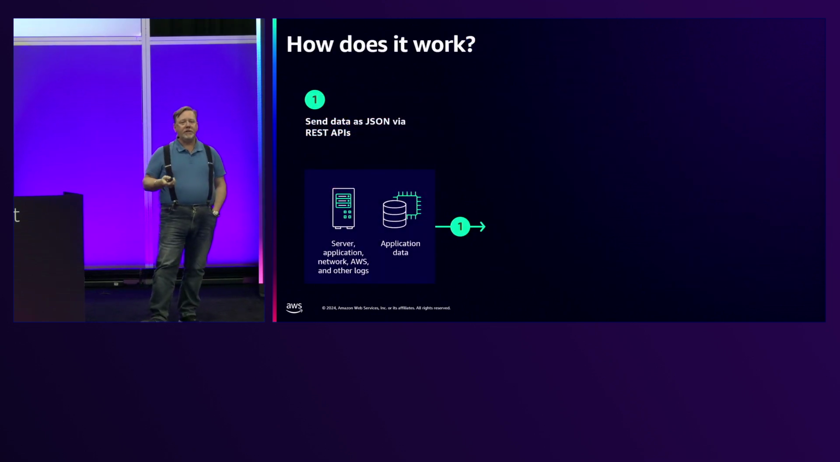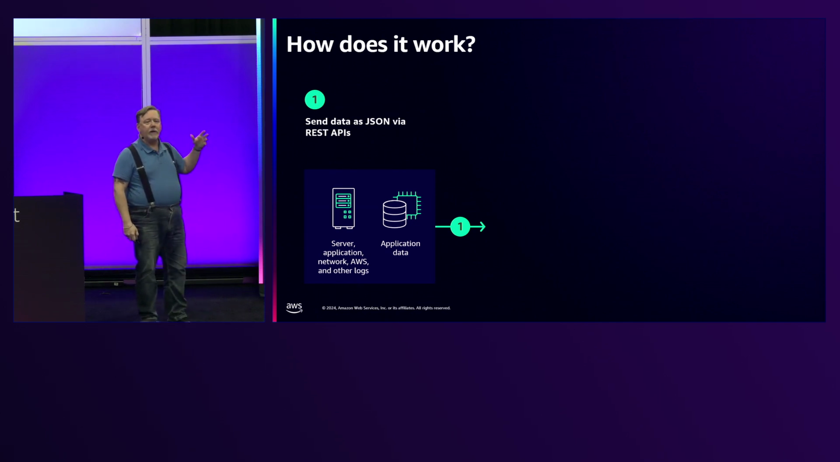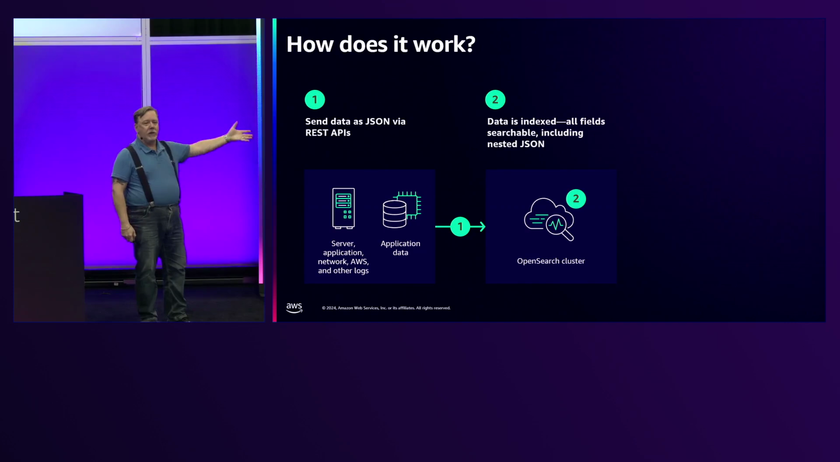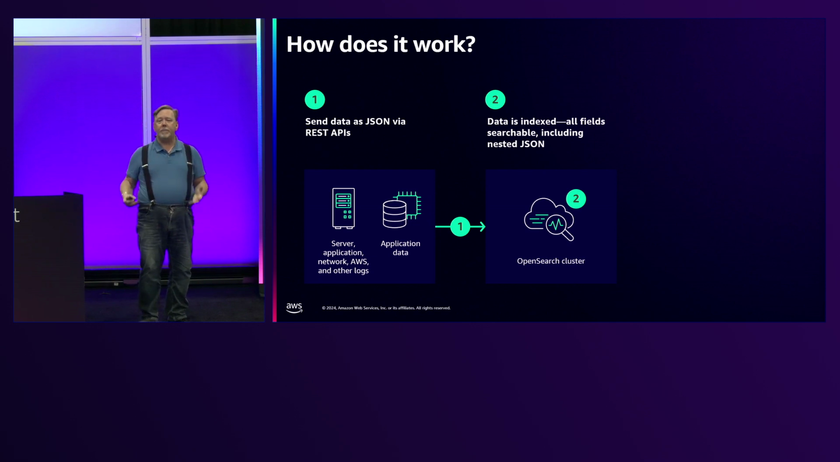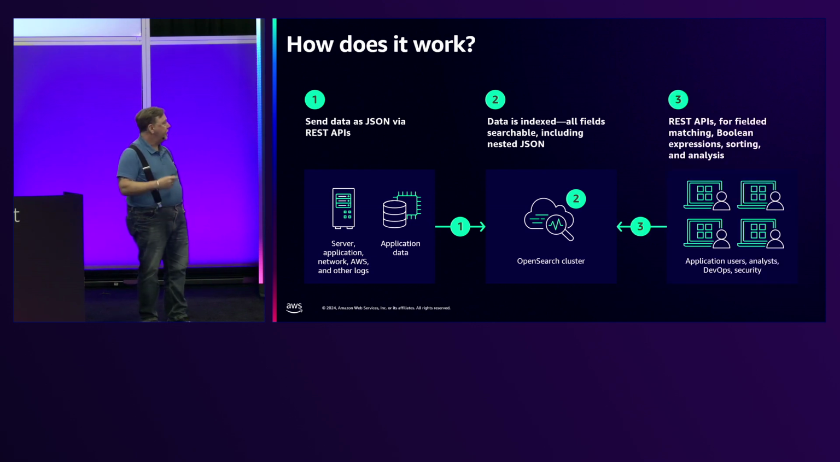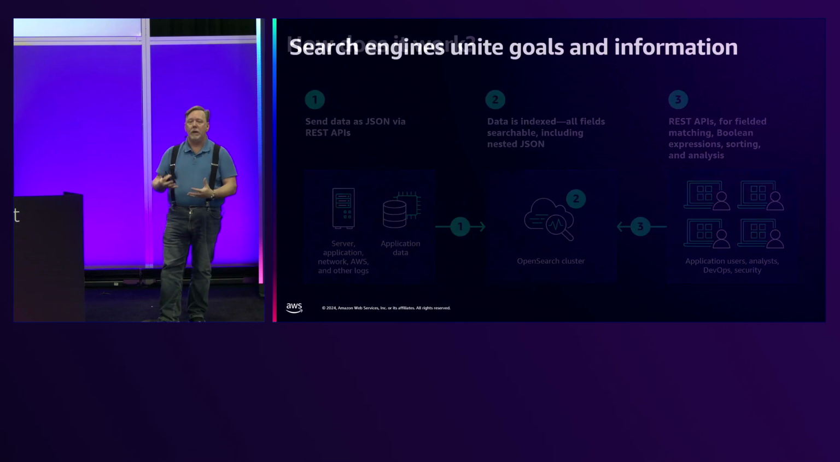How does it work? Pretty simple. In the databases world, it works like a database. It has a REST API, JSON backed. You take your data, your application logs, server logs, or your search data, format it as JSON, and send it to OpenSearch. The data is indexed and all of the fields are searchable, so you can build queries on top of all of the JSON fields in your data. And on the query side, it's a fairly rich REST API that enables you to build really complex queries and get your data out.